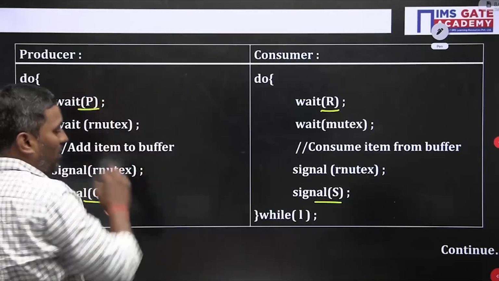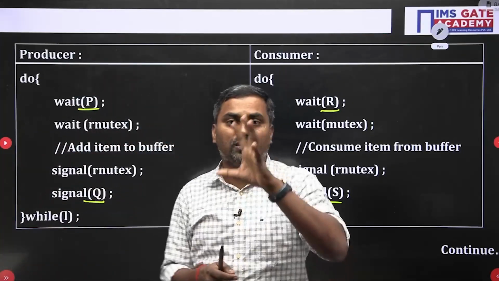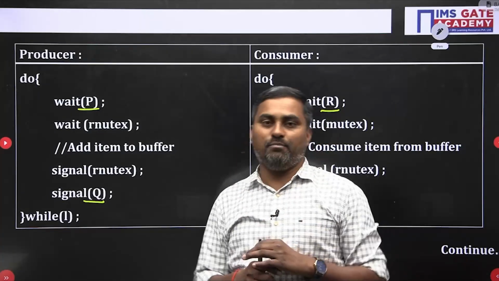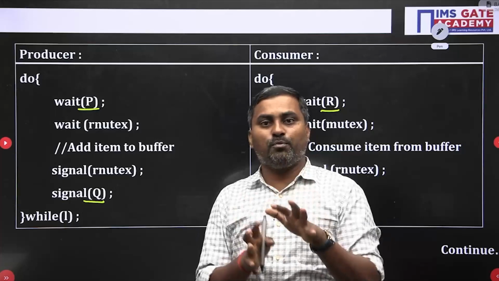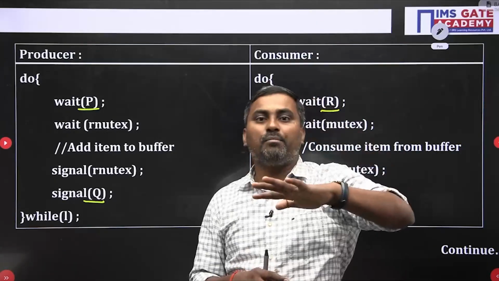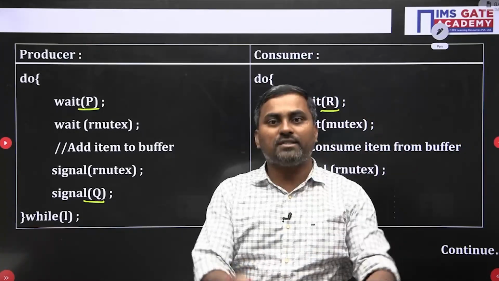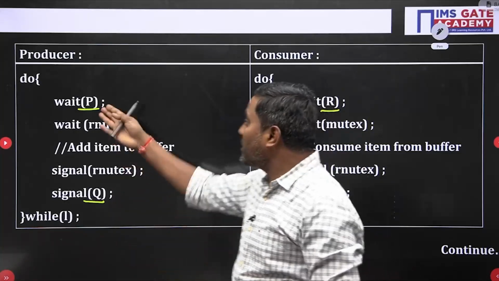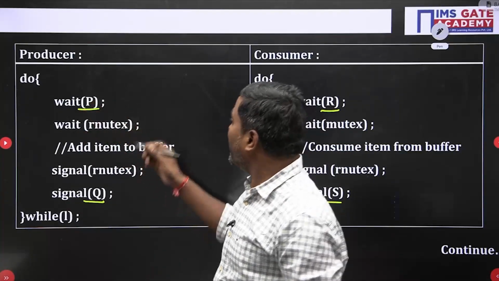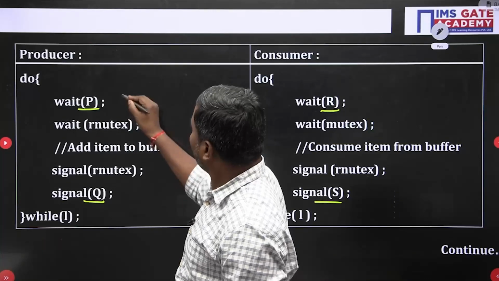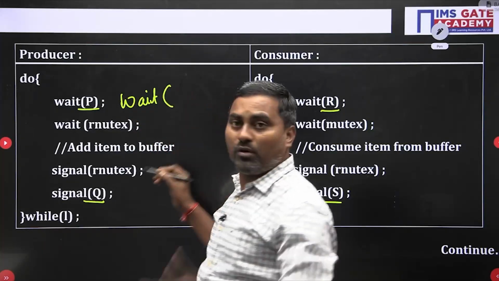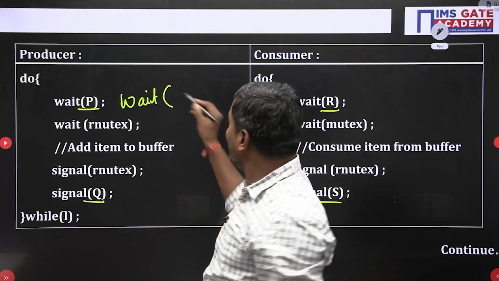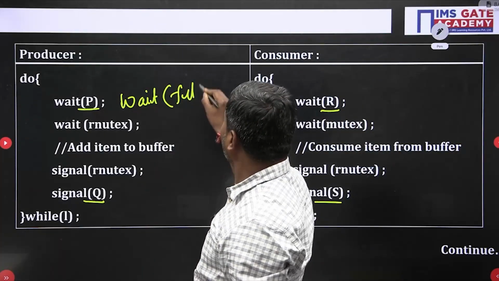What should I perform? Just recall the code which we discussed that time. Empty was for the producer: first you decrement, that is down on empty, then down on mutex and place the item. Now here it is reversed. In case of P, I should perform wait. Generally I did down on empty, right? Now the reverse: I have to do down on full, correct or not?